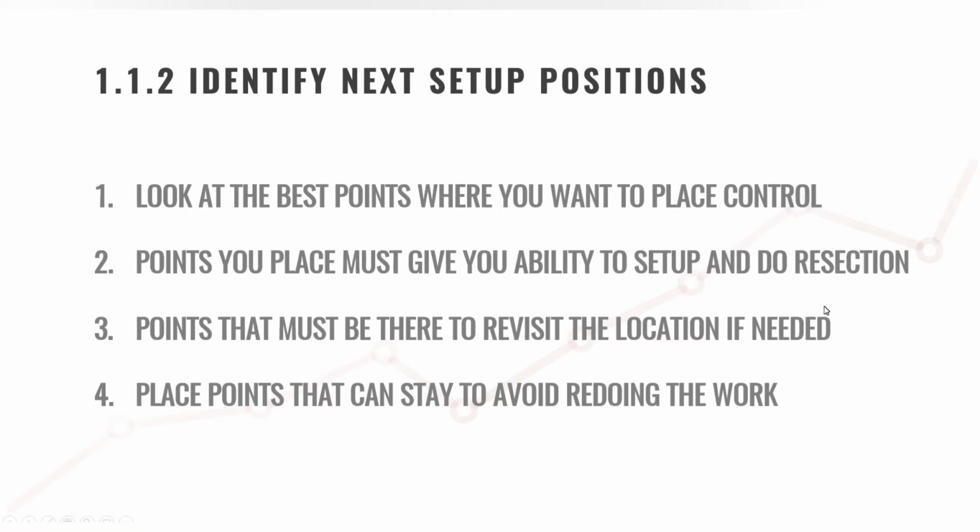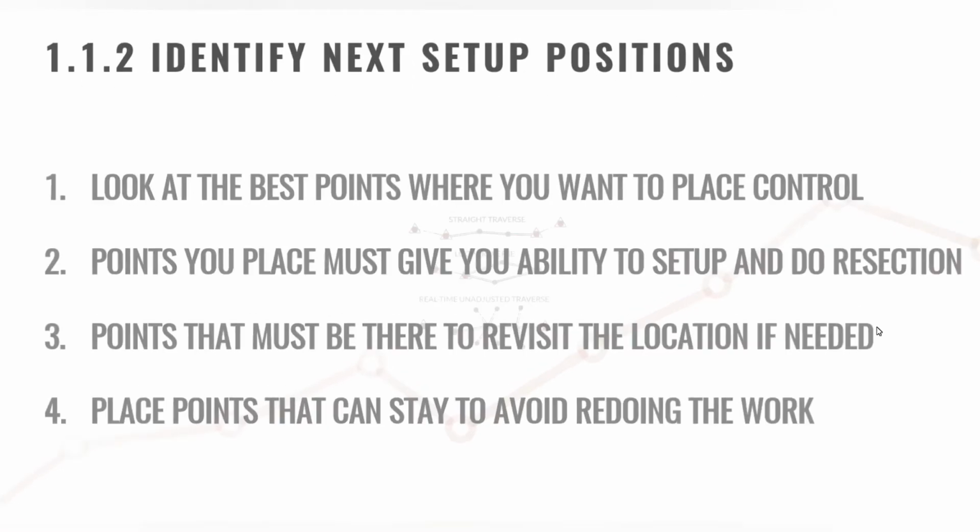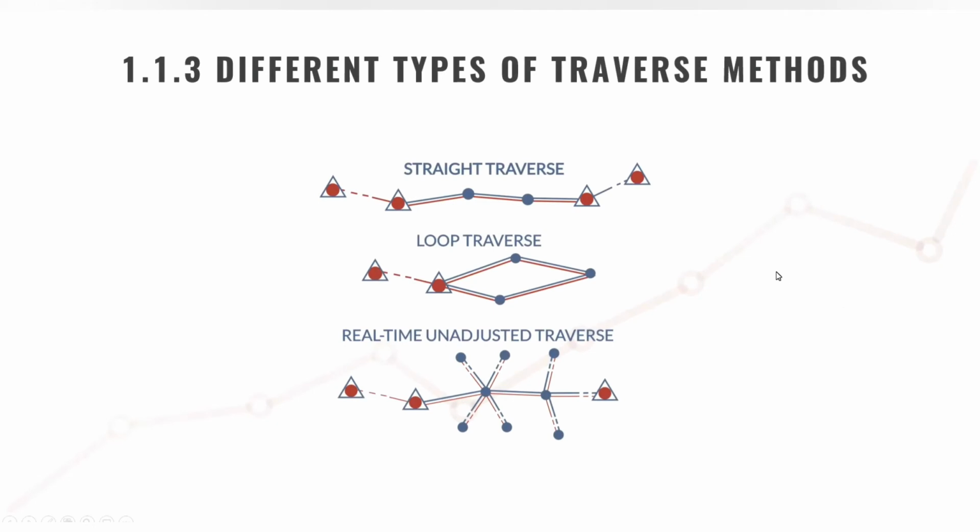Okay, so let's go over to the different types of traverse methods. So we've listed 3 main traverse methods over here, but it's important to know what type of traverse is required for the work you are going to do. For example, when you are doing a road or a railway, you would typically do a straight traverse.